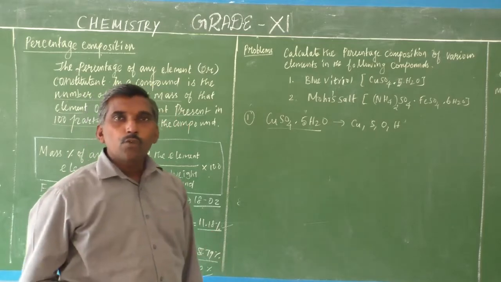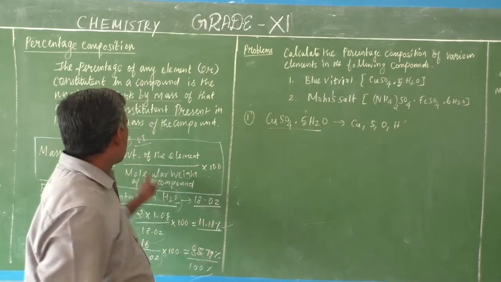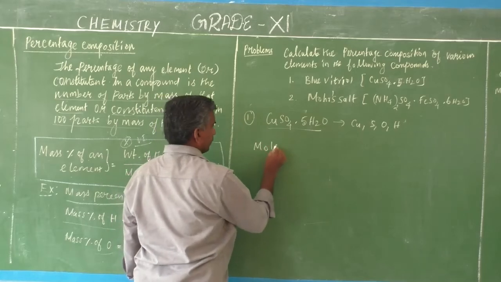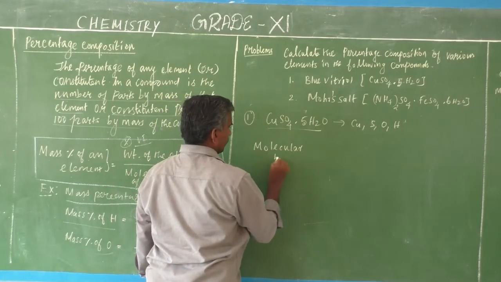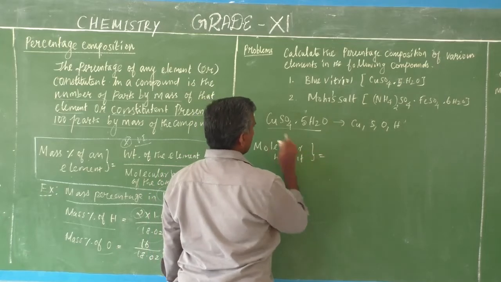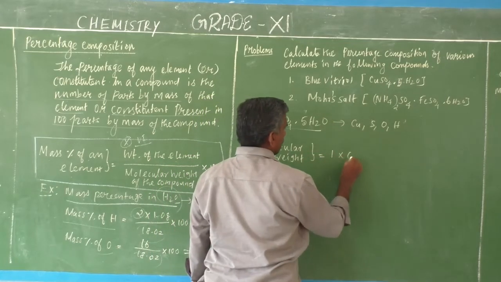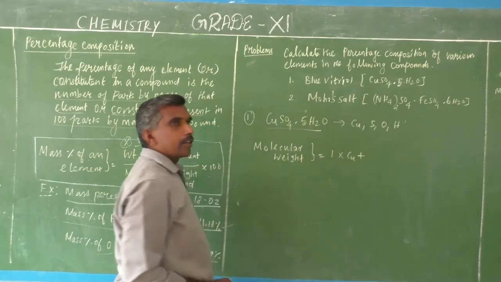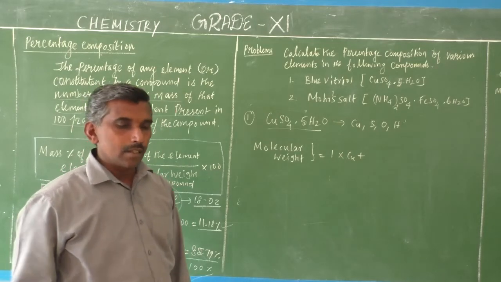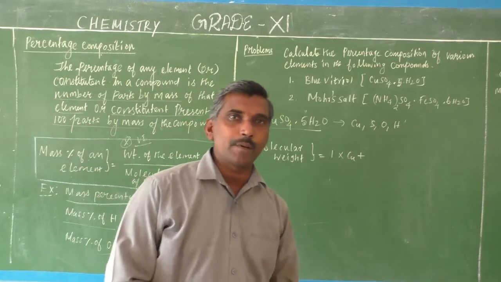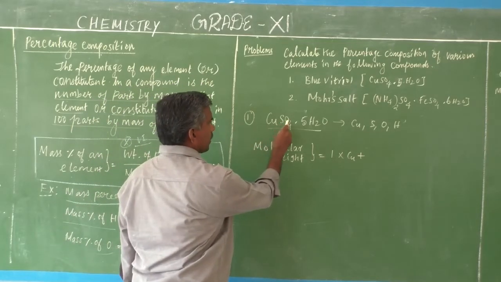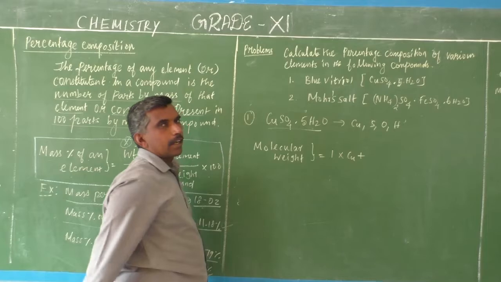First, find the molecular weight of the compound. Molecular weight is equal to how many copper? One copper. What did you learn in the previous class, molecular mass or molecular weight? Molecular weight is equal to the sum of the atomic masses. Here there are copper, sulfur, oxygen and hydrogen atoms, so you add the sum of the atomic masses.